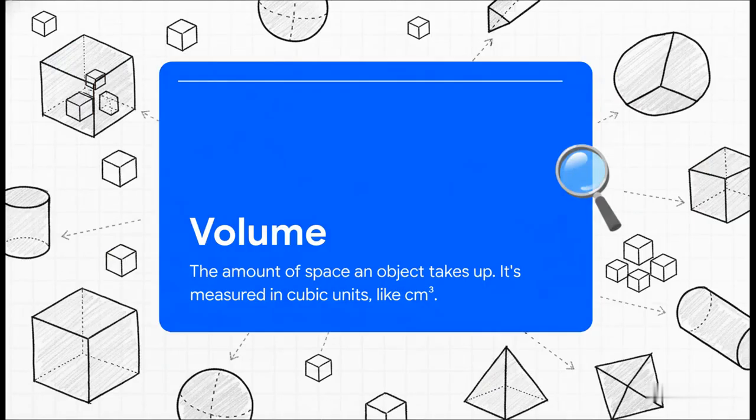So what is volume, really? At its core, it's just the amount of three-dimensional space an object takes up. A good way to think about it is like this. How many tiny little 1-centimeter sugar cubes could you fit inside something? That number, that's its volume in cubic centimeters.